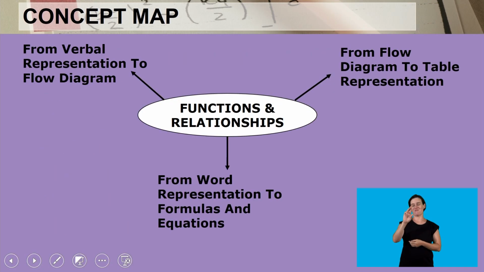So let's look at our concept map today. Of course, our focus is functions and relationships. So we are going to move from verbal representation to flow diagrams. That's going to be our first concept. Then we are going to go from the flow diagrams to table representations. And then lastly, we are going to look at the word representations to the formulas and equations. So that's what we are going to be focusing on in today's lesson.